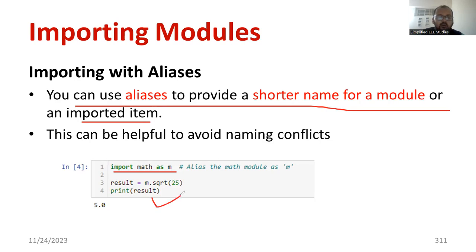Then the same operation can be done. Here, instead of math, I'll be using a short form, M, using aliases, AS. I think it's clear to everybody. It is better to mention, whenever you are performing the operation, result is equal to, no need to mention the entire math, because now math is converted to M. So M dot sqrt. I hope it is clear to everybody.